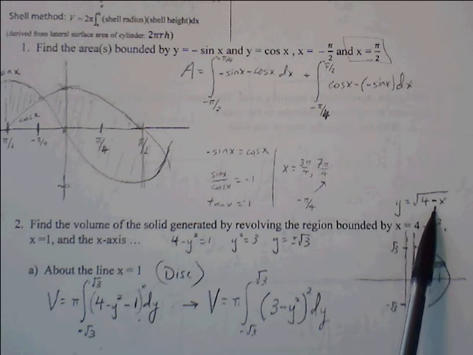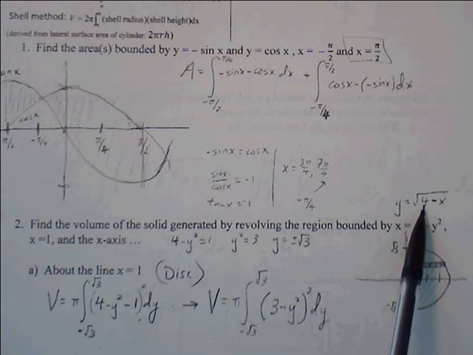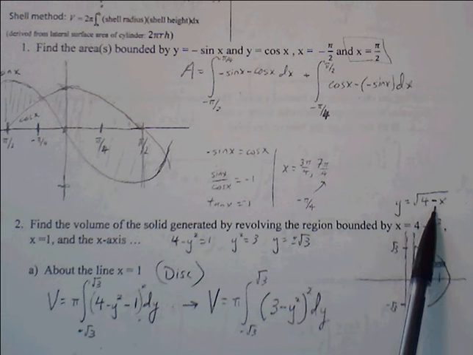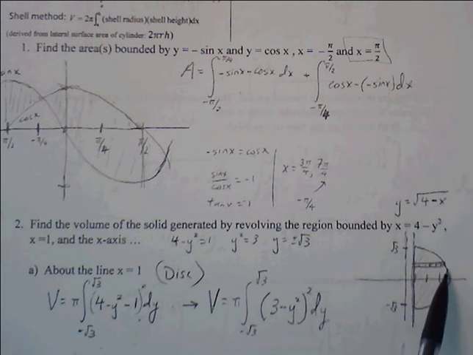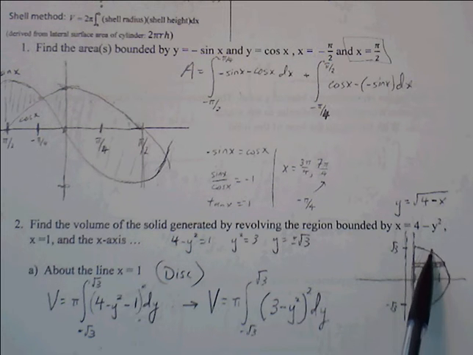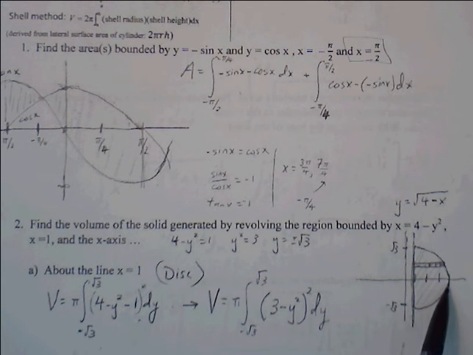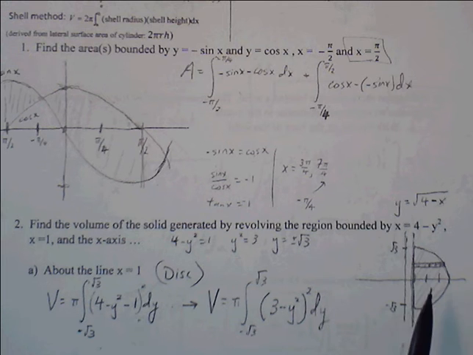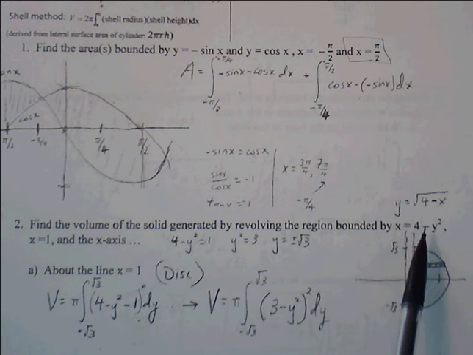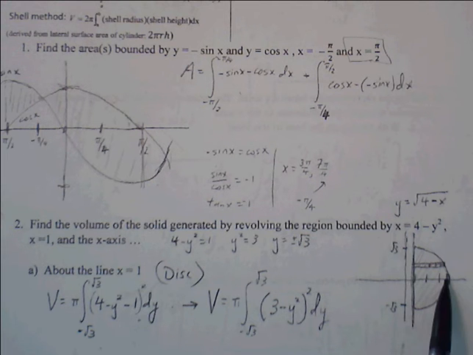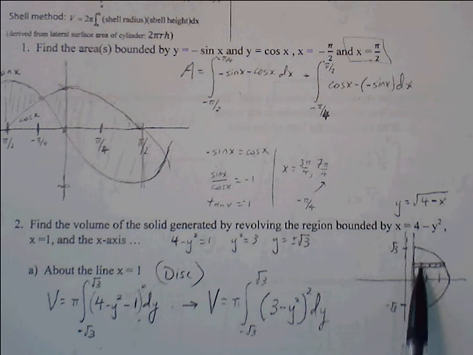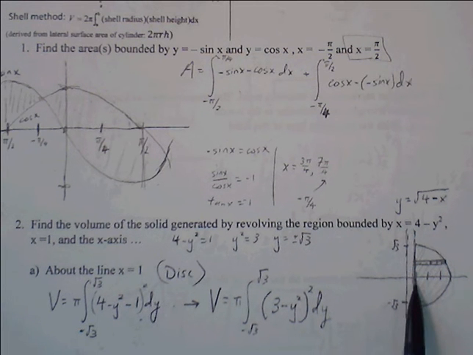So there's going to be an x-intercept at x equals 4, and then the graph is going to open to the left. So this is root 4 minus x. This is negative root 4 minus x. Essentially 4 minus y squared is going to be a sideways parabola that opens to the left with an x-intercept at 4. So that takes care of the curved region. X equals 1, that's a vertical line here. And the x-axis.